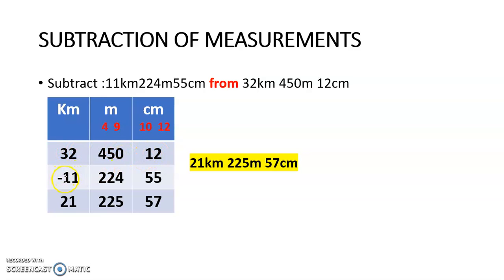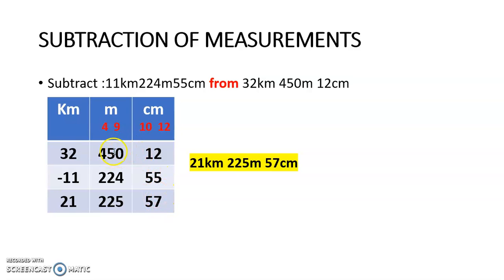copy the smaller measurement of length below it, and then we will subtract. Let us write 32 kilometers, 450 meters, 12 centimeter minus 11 kilometers, 224 meters, 55 centimeters. So we have to borrow here, it becomes 0, and this is 12 minus 5, 7.